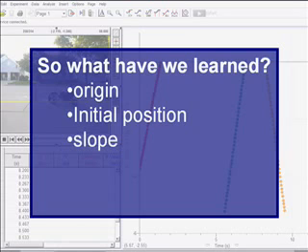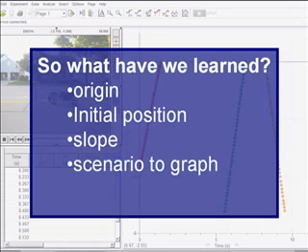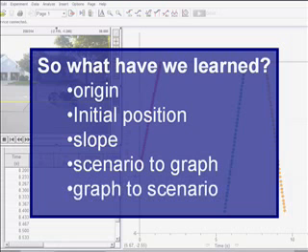We've talked about slopes, particularly on a position versus time graph. On a position versus time graph, the slope indicates how fast something's going. The higher the slope, the faster it's going. A slope of 0 means the object's at rest. We've looked at scenarios and converted them through video analysis to a graph, and we've also talked about a graph and how we would convert that or describe the scenario.